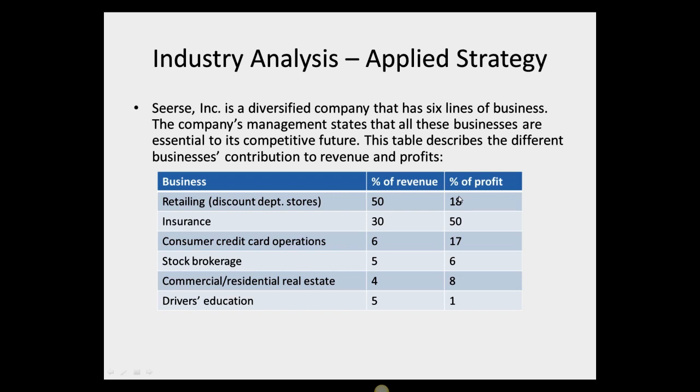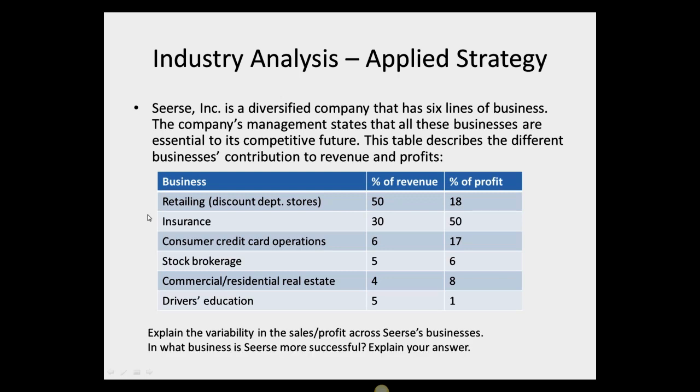And as you can see, this is kind of a play on the actual business of Sears, which recently went bankrupt and I guess has been saved from bankruptcy for the moment. So this is based on an actual type of corporation that has multiple business units. This is an important concept from strategy, and what we're trying to do is explain the variability in the sales and profit across Sears' business. In what business is Sears more successful, and explain your answer.